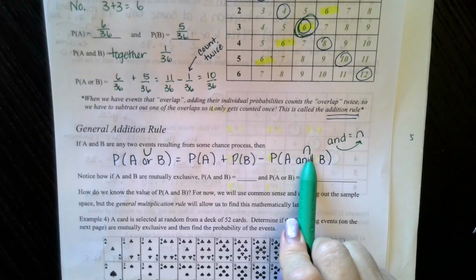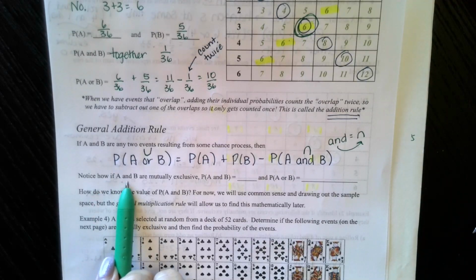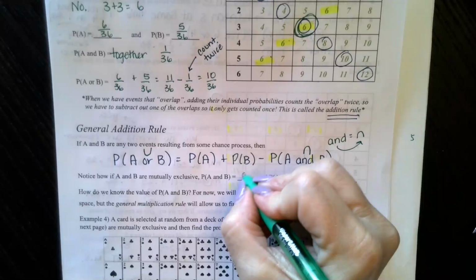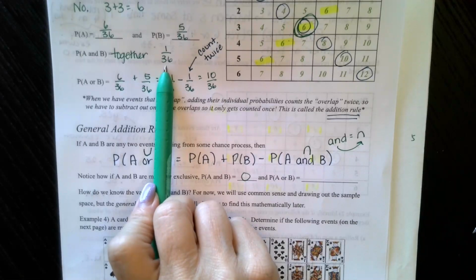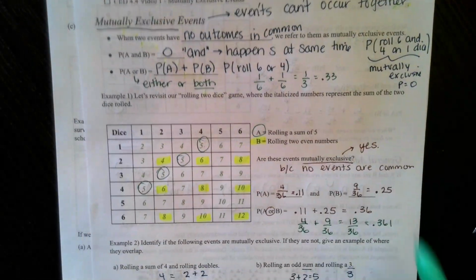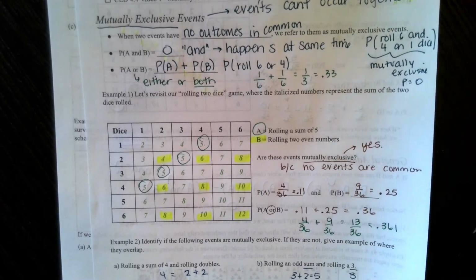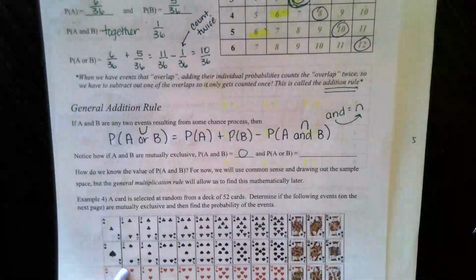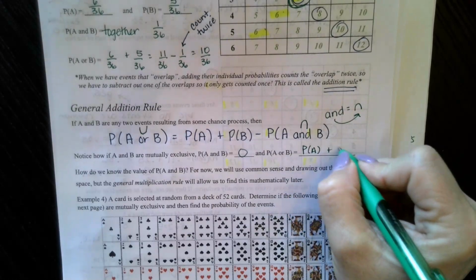Okay, so that's just an easy way for me to remember that AND equals this upside down N. Okay, so it says, notice how if A and B are mutually exclusive, that means the probability of A and B is 0. They can never occur at the same time. So here, my probability was 1 over 36 because they can occur at the same time. But if they are mutually exclusive, the probability of A and B happening is 0 because they never overlap. Okay? And then the probability of A or B is the probability of A plus the probability of B.